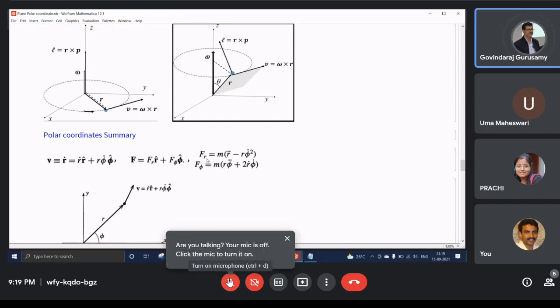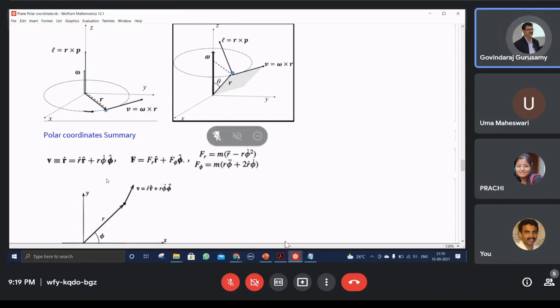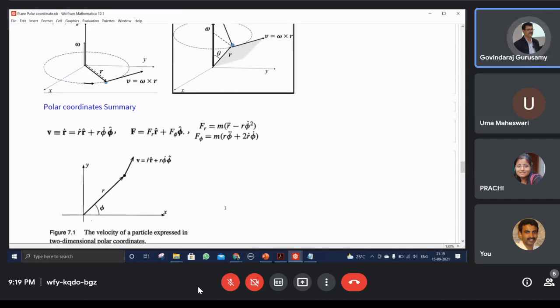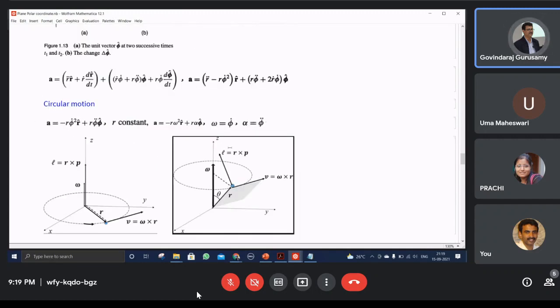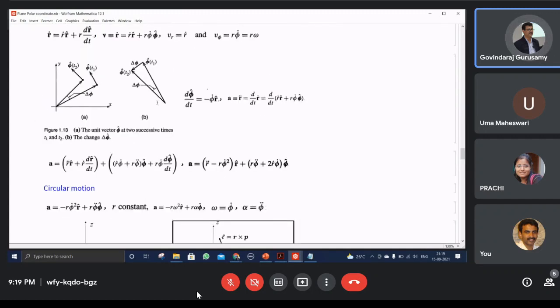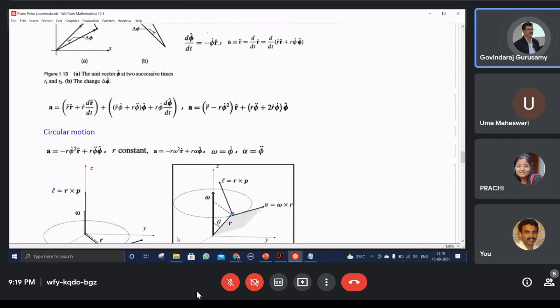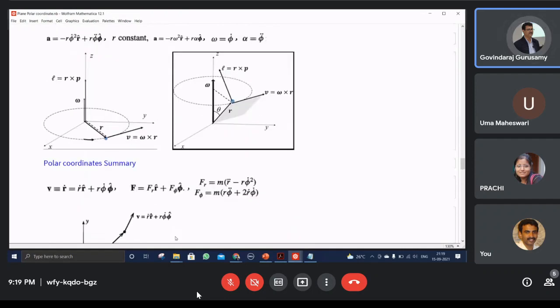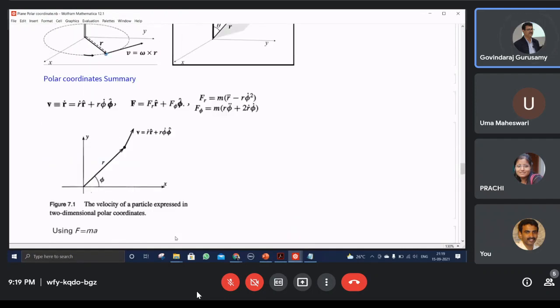And what are the forces involved? What are the velocities involved? That can also be understood just by looking at these equations, which we have found already by taking a proper derivative, assuming that r cap and theta cap are functions of time. That's the total concept which we need to understand.